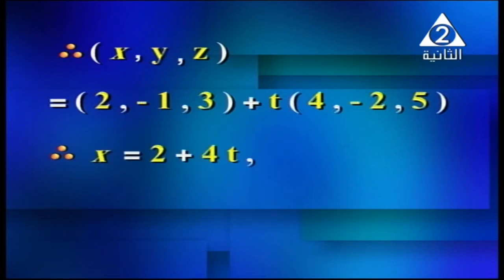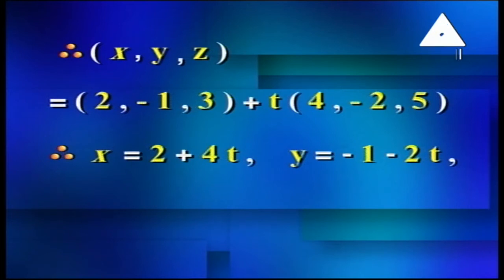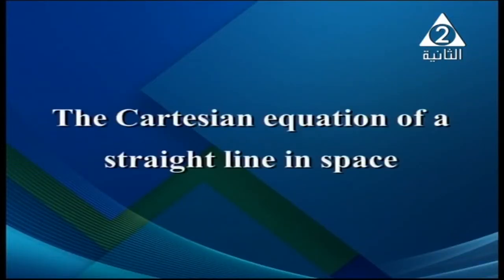therefore the parametric equations are: x equals 2 plus 4t, y equals -1 minus 2t, z equals 3 plus 5t. Next, the Cartesian equation of a straight line in space.